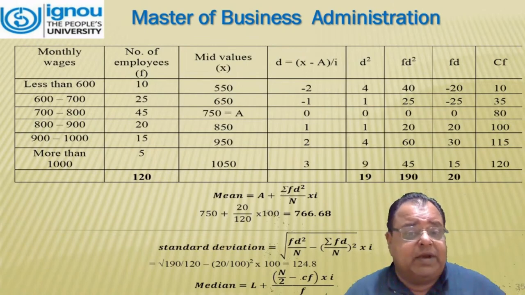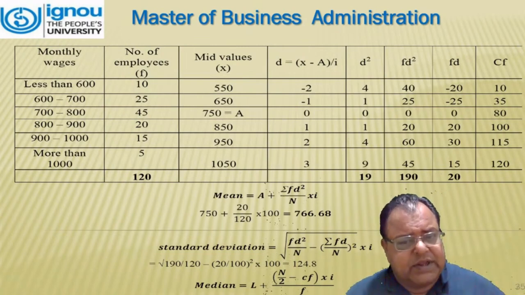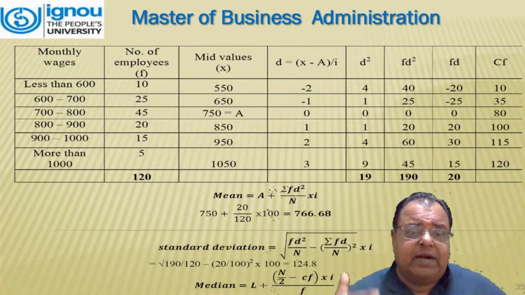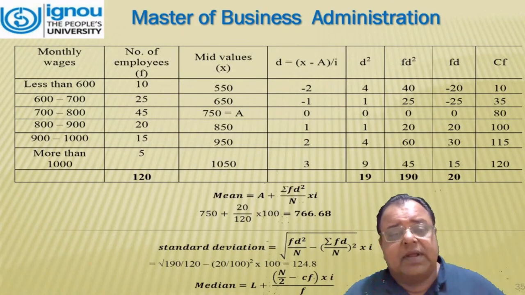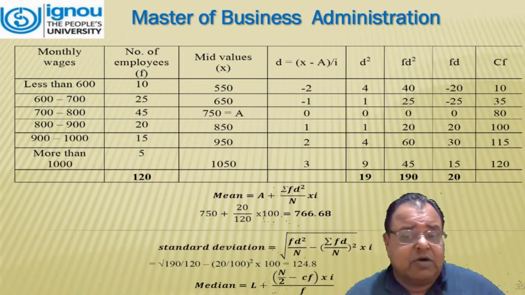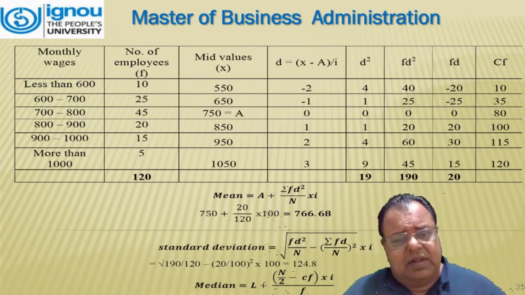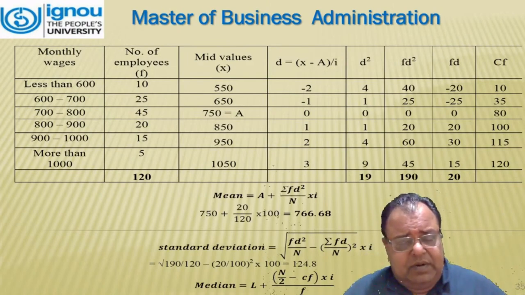First of all, we have to find the mid values. Mid value is 600 plus 700 divided by 2, which comes out to be 650. We will be adding 100 till the last one. So that means this column will be 550, 650, 750, 850, 950, and 1050. Now we have to calculate deviation. d is equal to x minus a upon i. Now the question arises, what is a? At the middle of this mid-value column, we can assume any value. So here in this problem, we have assumed 750.